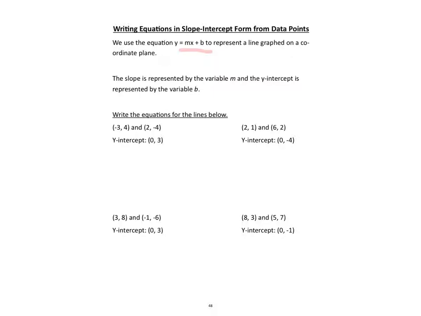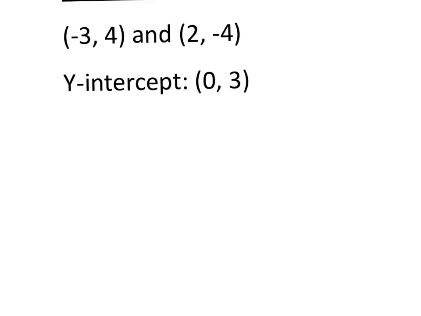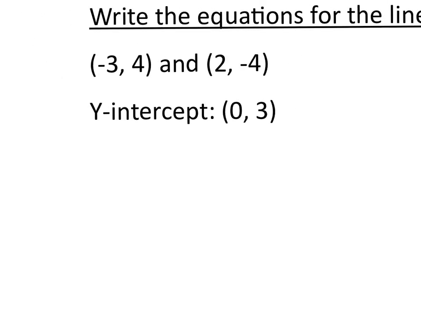and that slope is going to be represented by the variable m, and y-intercept is going to be represented by the variable b. Now, the biggest part to this is going to be that we're only given coordinates. So the first part that we're going to have to do is calculate what is our slope.